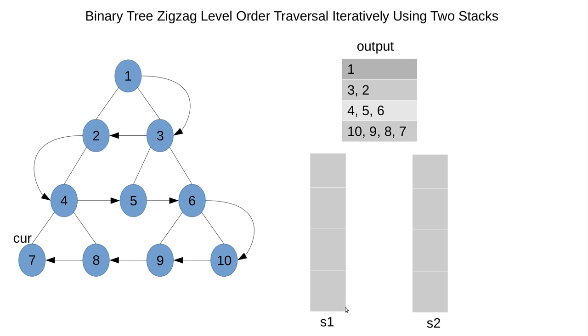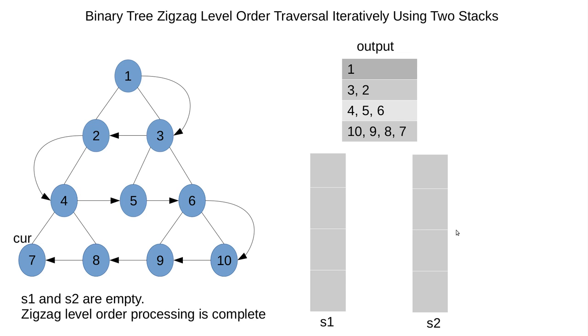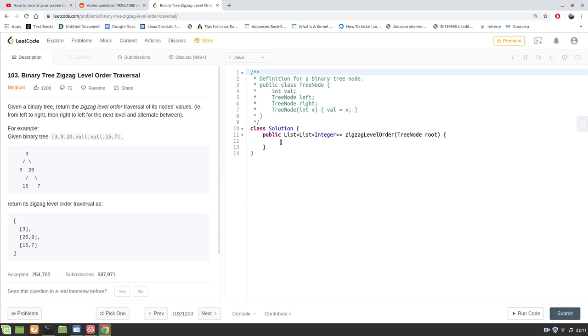Now stack S1 is empty and stack S2 is empty. So this ends the zigzag level order processing. Now with this understanding, let us try to code. Here the return type is a list of integer lists. So let's create that and name it output. We'll use an array list.